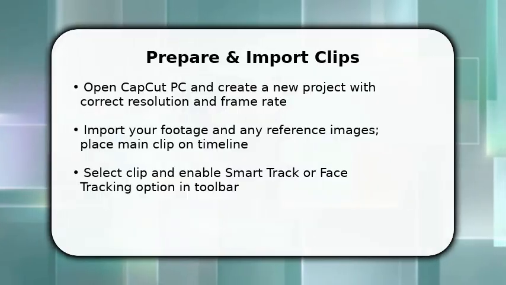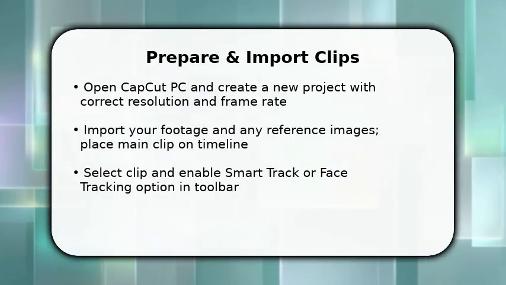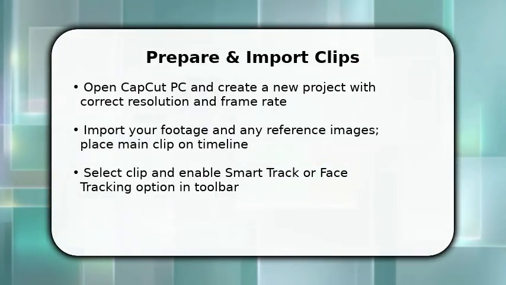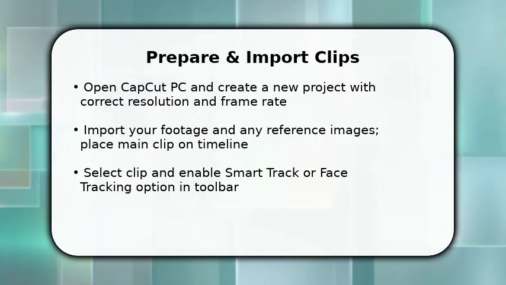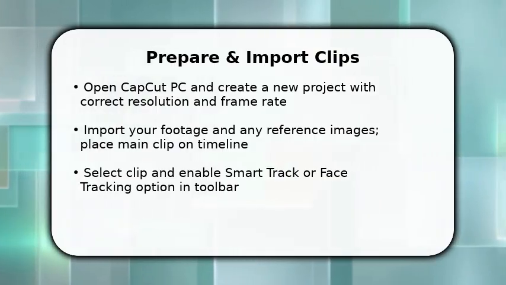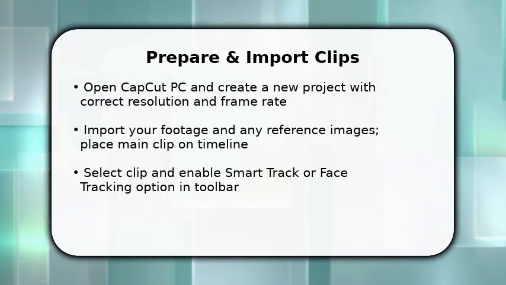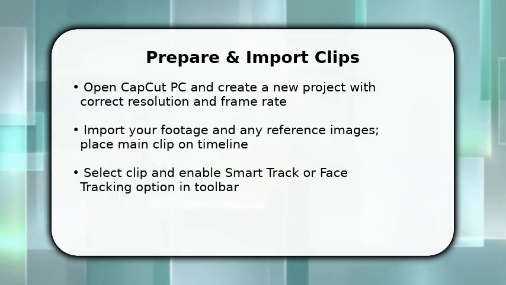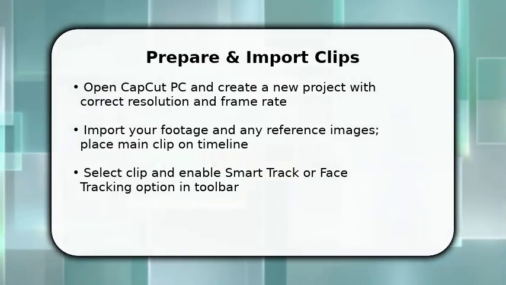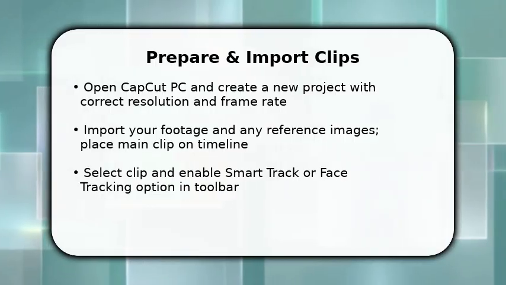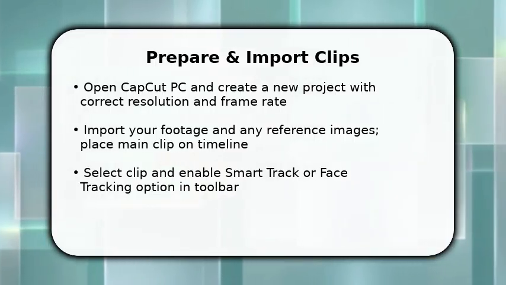You'll start by preparing a tidy timeline and importing the clip you want to track. First, create a new project with matching resolution and frame rate so motion data aligns. Next, drag your footage to the timeline, and once selected, open the track menu and choose Face Tracking or Smart Track depending on your CapCut version.